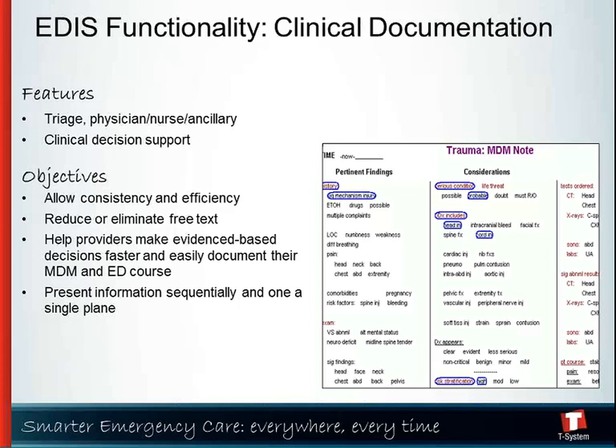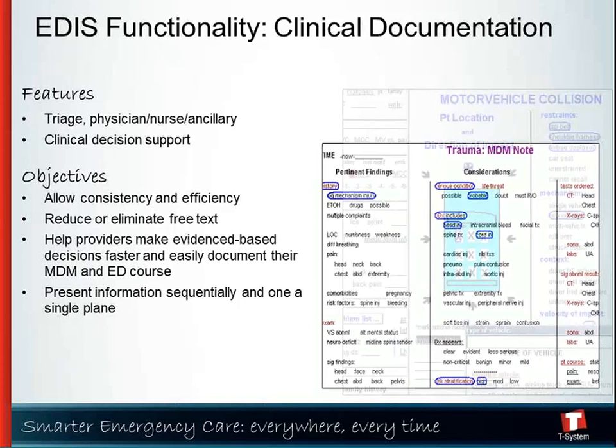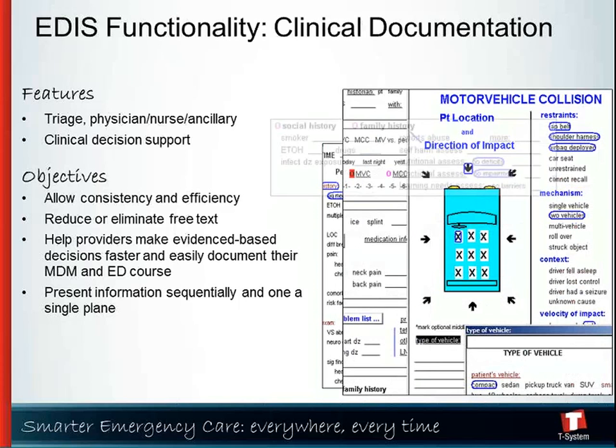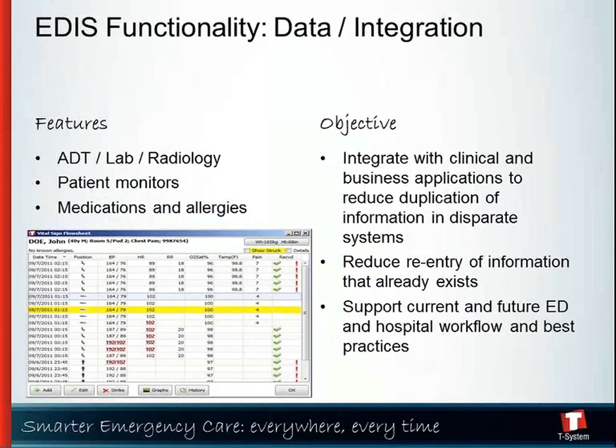There are several things that can decrease efficiency. If you're typing a lot, if you have excessive scrolling, nesting, pick list, alerts, etc. So here are some examples of that. Data integration is very important. There's lots of data out there. There is no need to re-enter that data. So you want a system that's going to be able to pull that in without a problem.